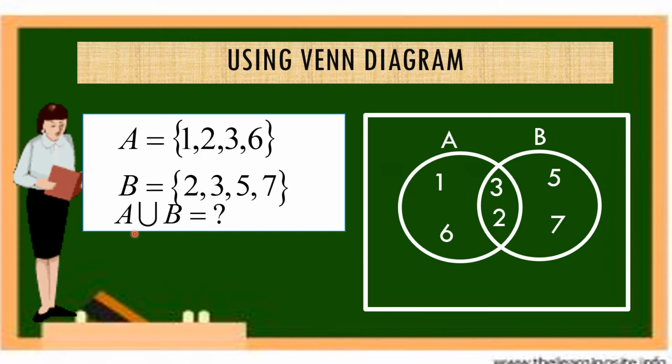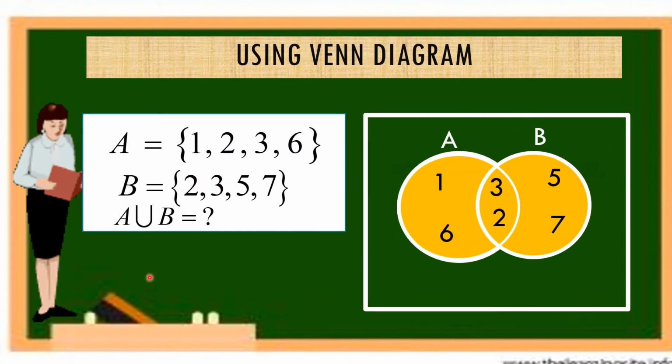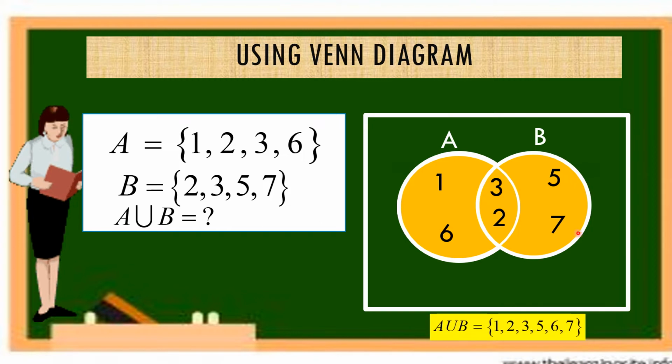So we have A union B equals 1, 2, 3, 5, 6, and 7. Since the Venn diagram is union, we need to color all the elements found in both set A and set B. So we have A union B equals 1, 2, 3, 5, 6, and 7.